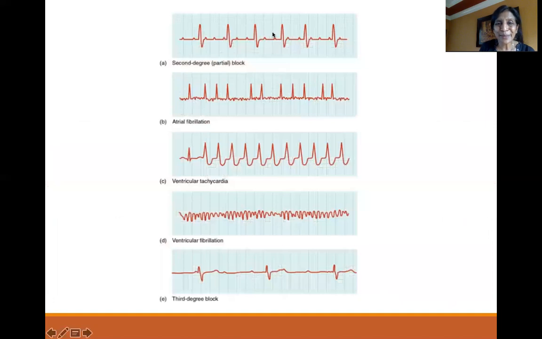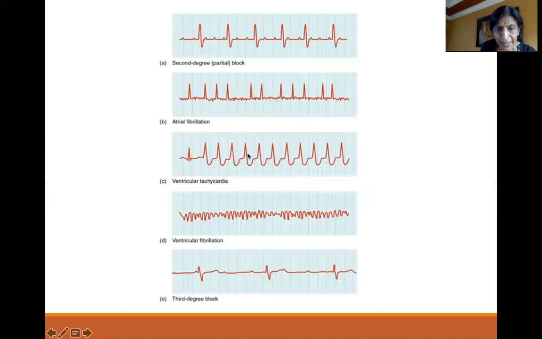All right, here are some examples of several conditions we have looked at so far. In second degree block, you can tell there are more P waves not associated with the QRS waves. So it's pretty much a semi-blockade. Here, atrial fibrillation, we have seen other graphs before, and this is another one where you see the flutter wave instead of P wave, and the R to R interval is not consistent.